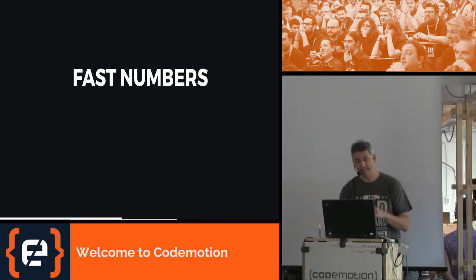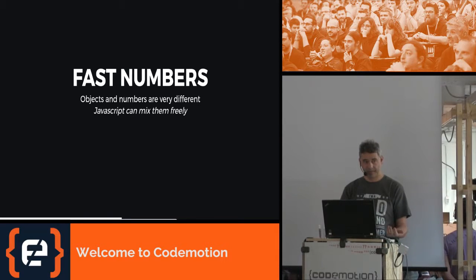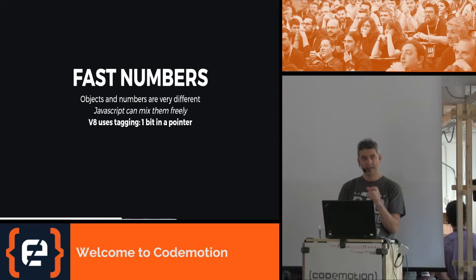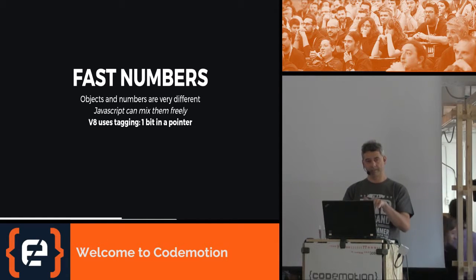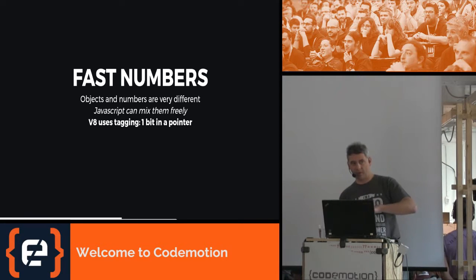Now, there's another trick, fast numbers. Objects and numbers are very different, but in JavaScript, you can mix them freely. And V8, to distinguish them, uses tagging. So inside the virtual machine, there are values that are long like a register in the CPU. And these values could be integers or pointers to objects.